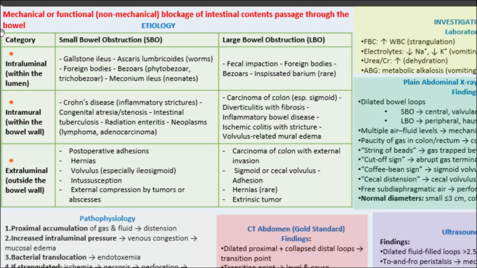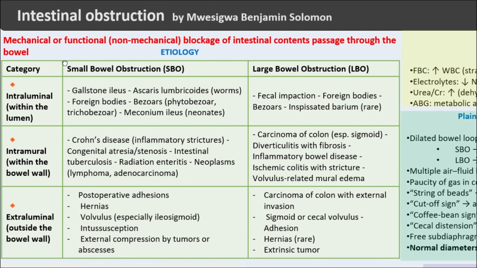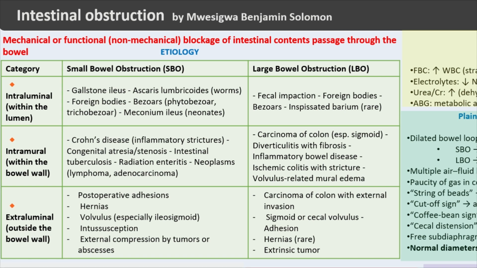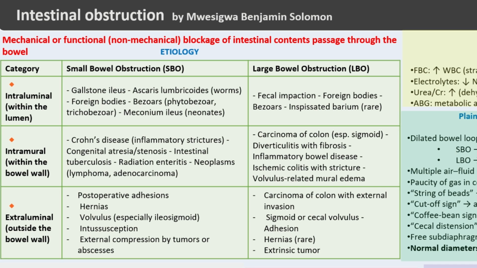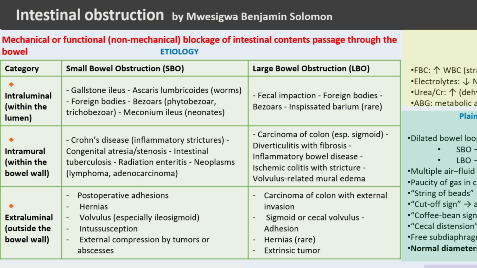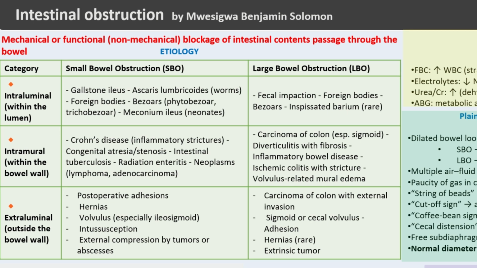Intestinal obstruction is the mechanical or non-mechanical blockade of intestinal contents passing through the bowel, and it can be caused by a number of factors. That includes those that affect the small bowel and those that affect the large bowel. We will approach the etiologies of intestinal obstruction as those within the lumen, the intraluminal, those within the wall of the bowel, the intramural, and those outside the wall of the bowel, which we can call the extraluminal.